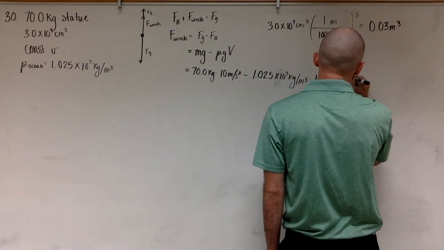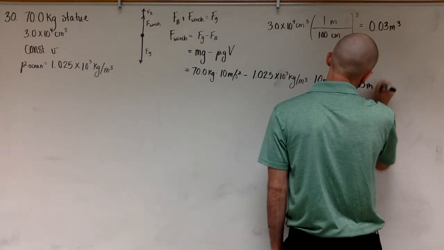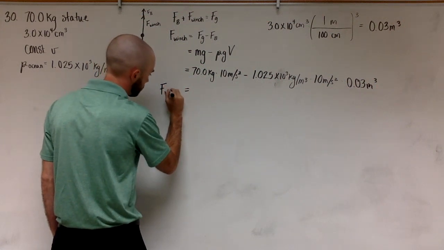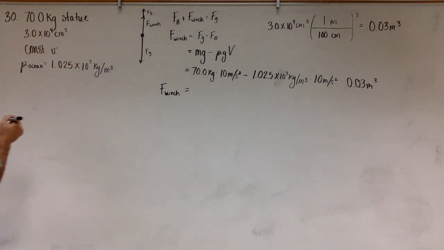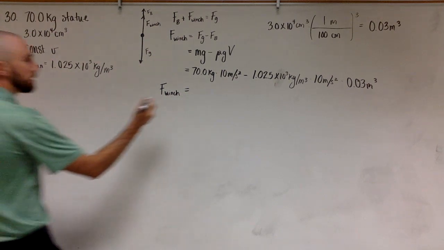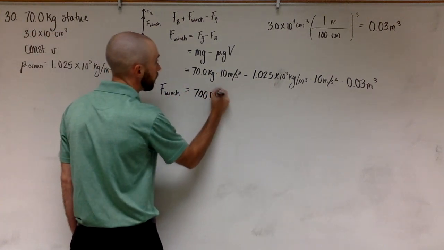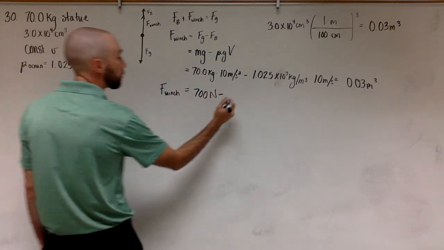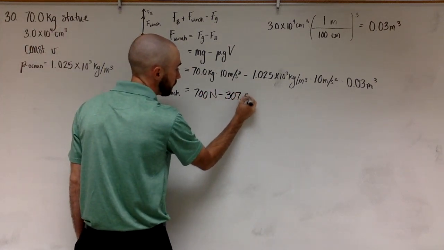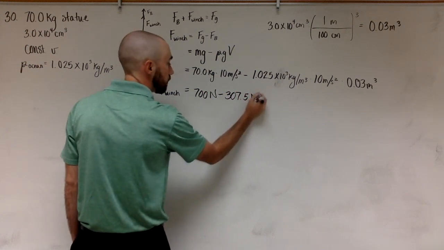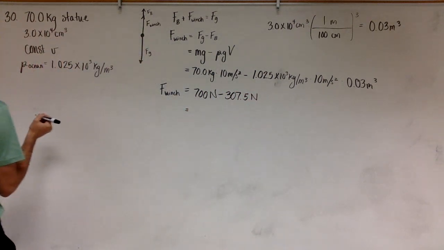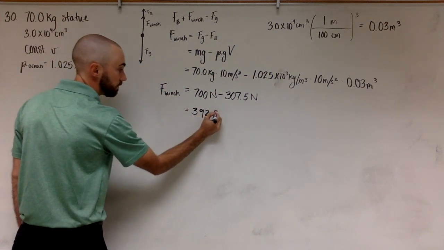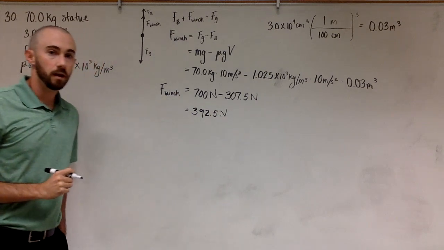I come down here, I plug it in, and when I put it all in, I'm going to get about 700 newtons for my gravitational force, I'm going to get 307.5 newtons for buoyancy. And when I solve, I get that I need 392.5 newtons to lift it up.